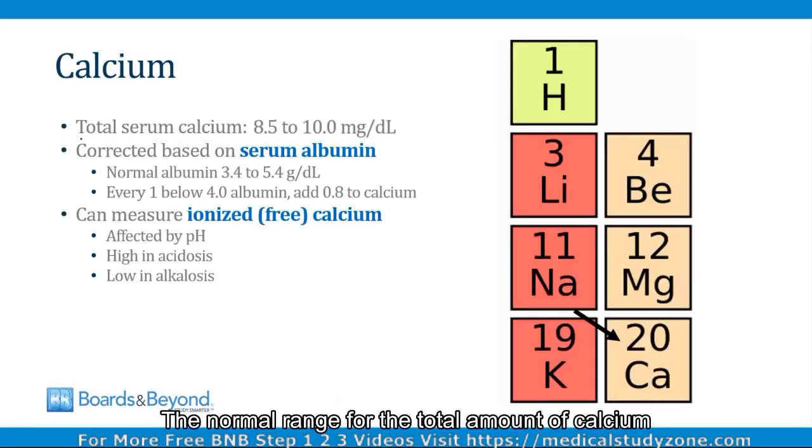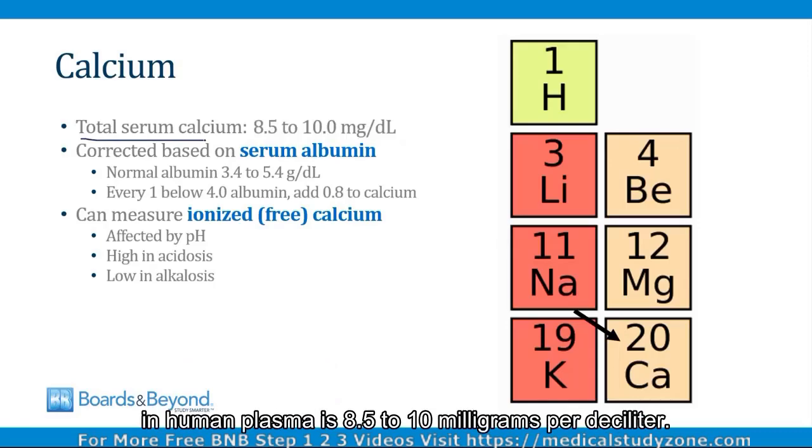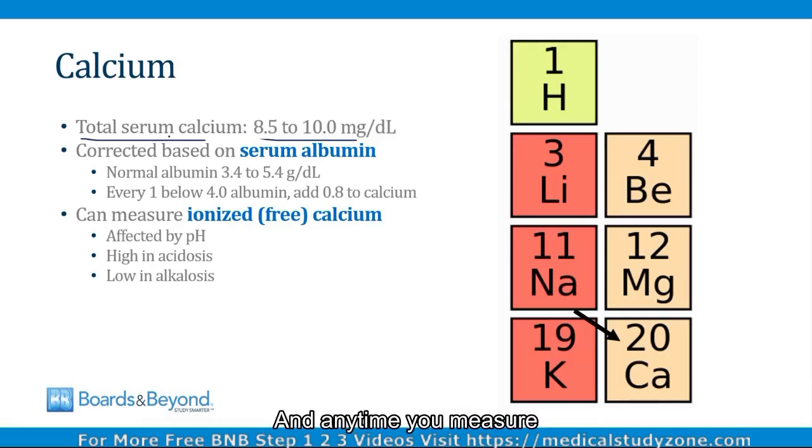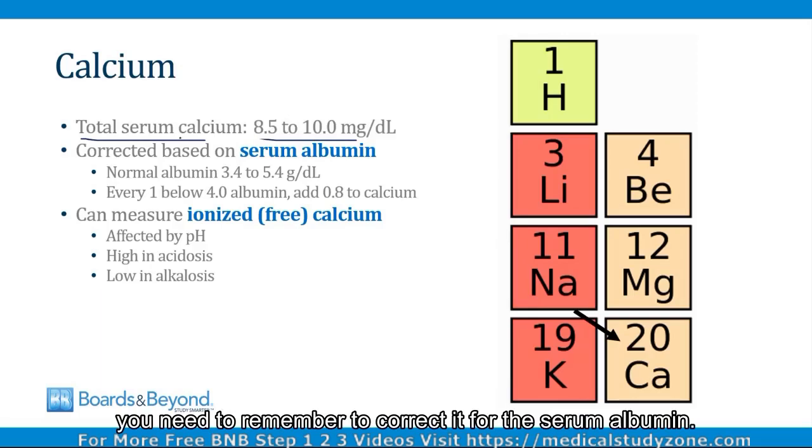The normal range for the total amount of calcium in human plasma is 8.5 to 10 milligrams per deciliter. And anytime you measure the total serum calcium on a patient, you need to remember to correct it for the serum albumin. Calcium in the plasma can be found in two forms.